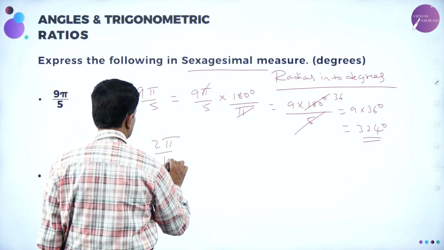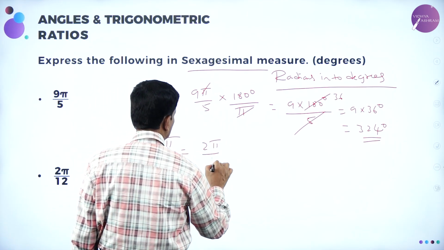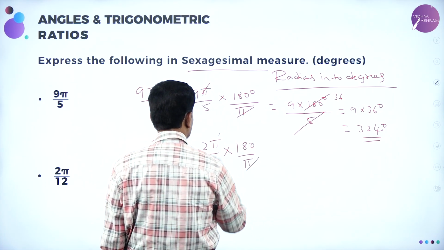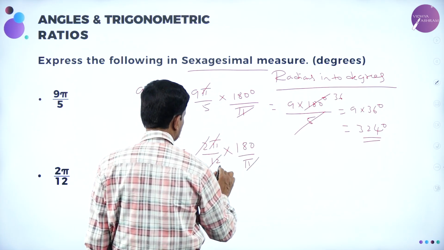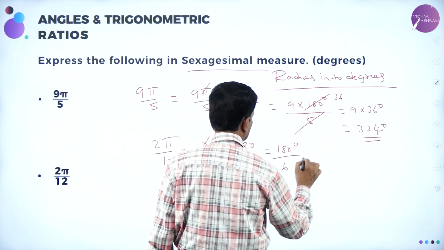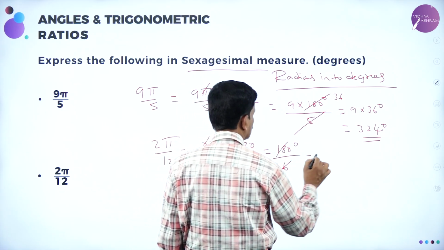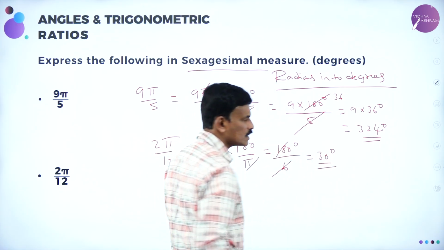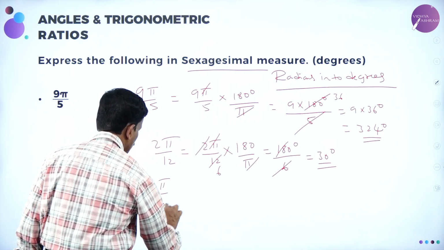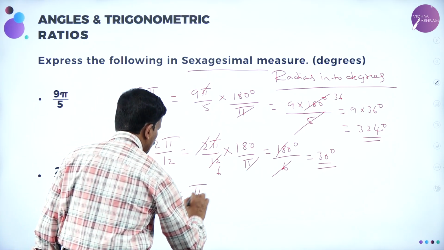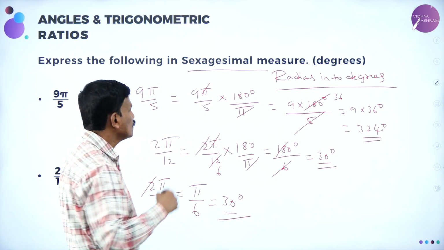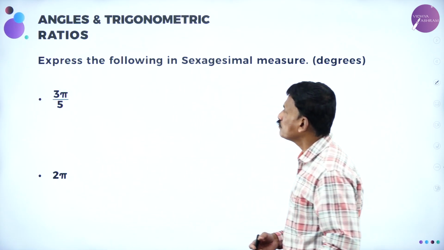2 pi by 12. 2 pi by 12 into 180 divided by pi. Pi gets cancelled. That is nothing but 180 degrees divided by 6. 6 3s are, that's equal to 30 degrees. That's it. 2 pi by 12 is also equal to pi by 6. Pi by 6 is nothing but 30 degrees. That's it. Now, move on to the next problem.